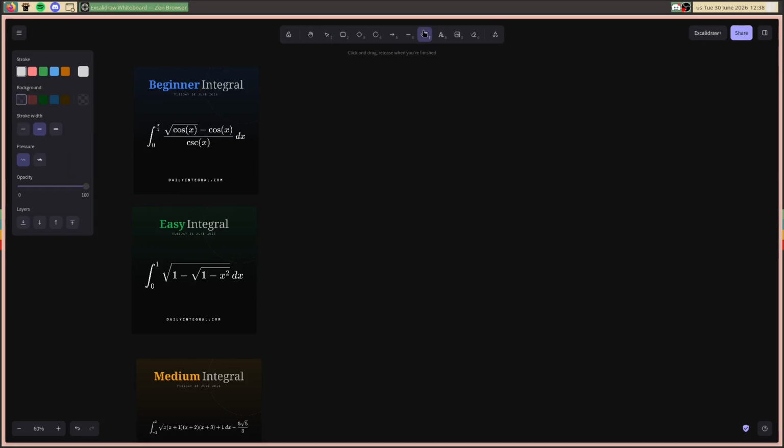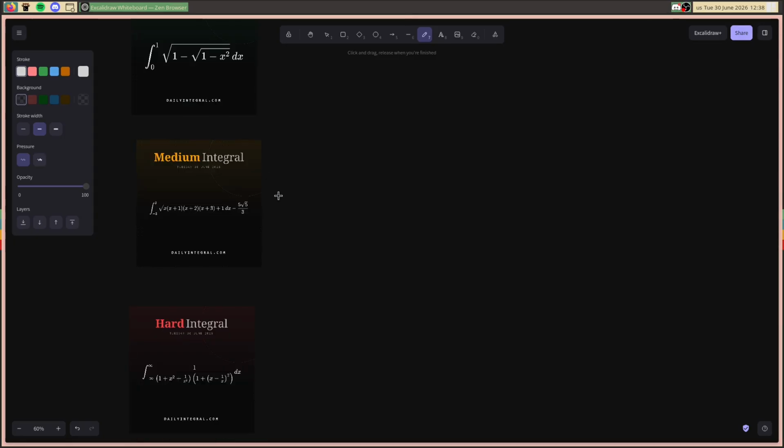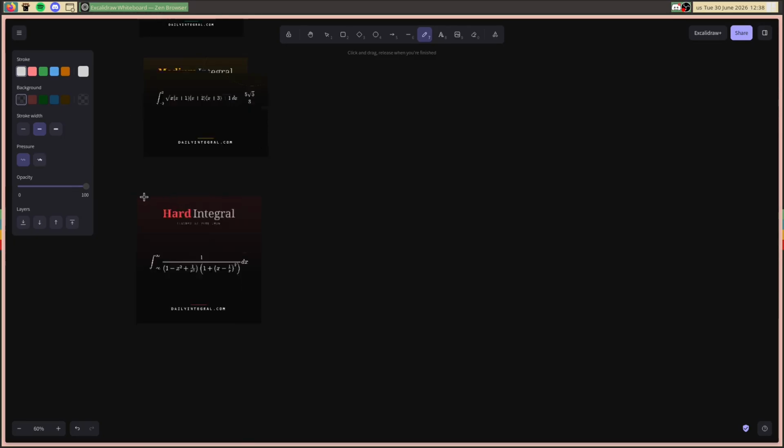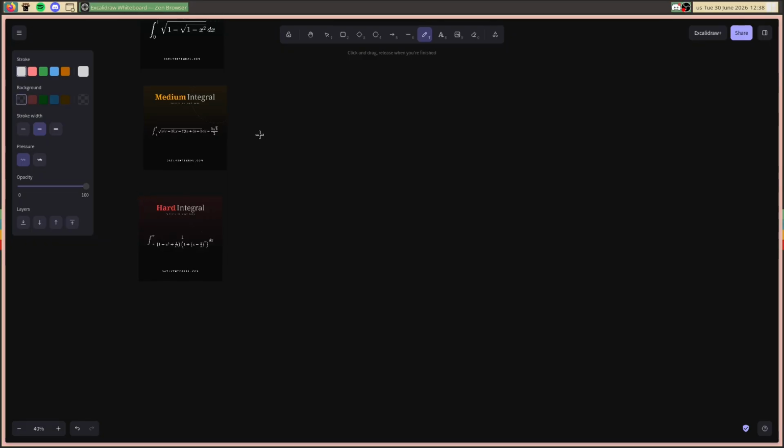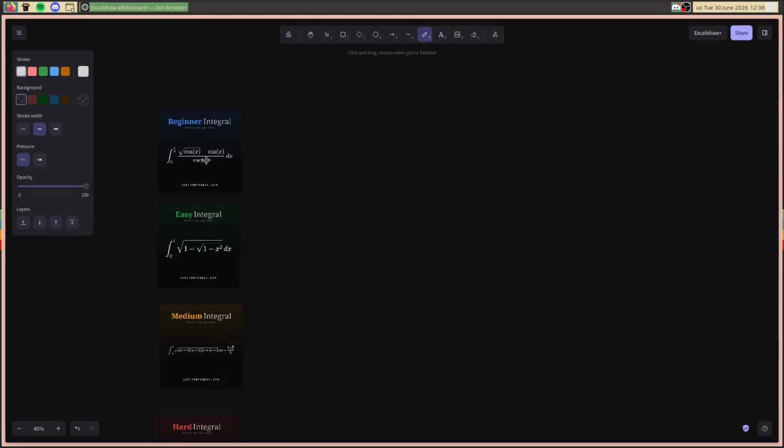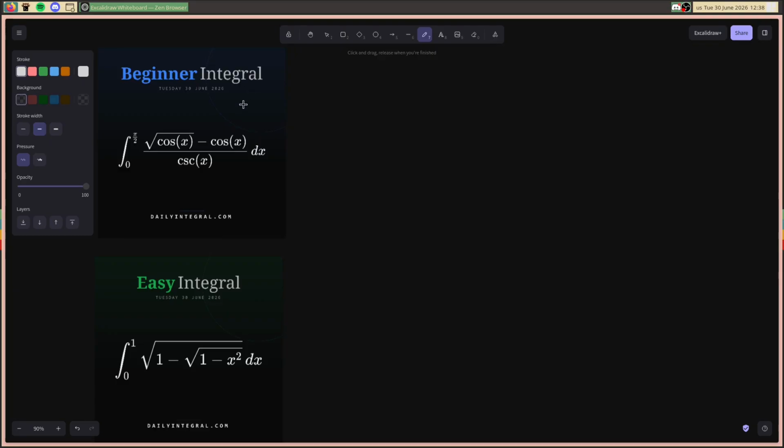Okay, so let's solve today's daily integral problems. As far as I can tell, most of today's stuff is actually relatively easy, including the limits, so this should be a quick one. So let's start with the beginner integral. The beginner integral goes from 0 to pi over 2. It's square root of cosine x minus cosine x over cosecant x, but cosecant is 1 over sine x.